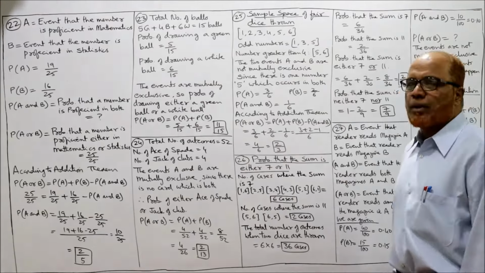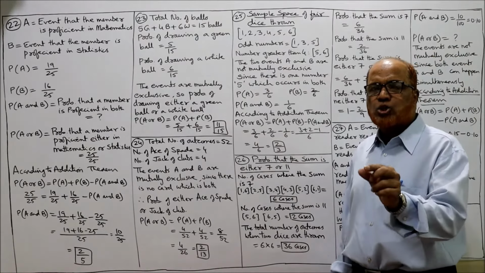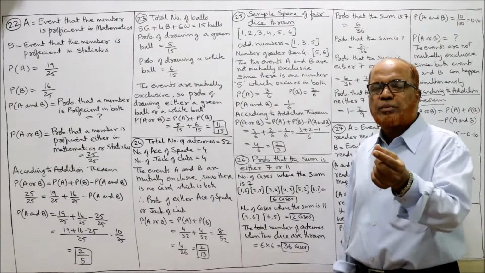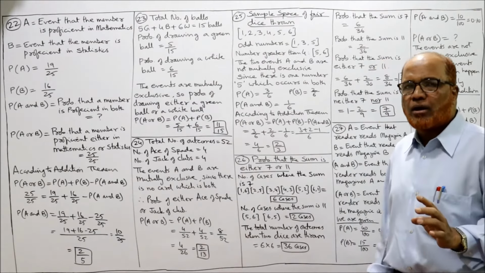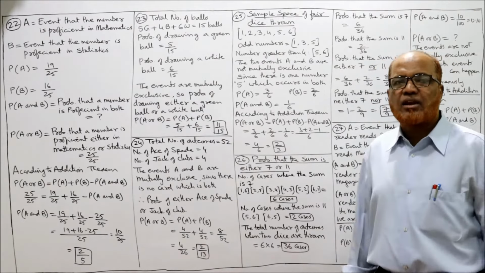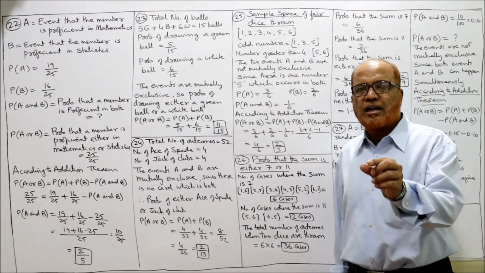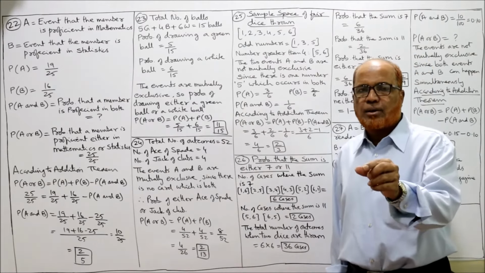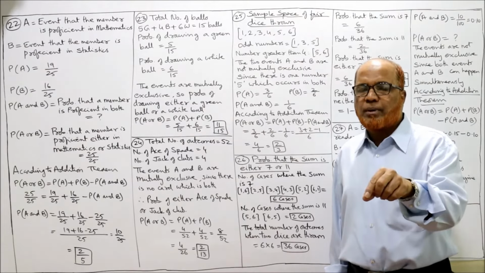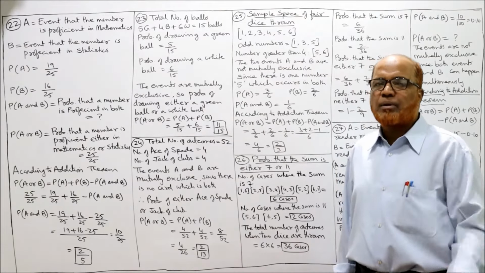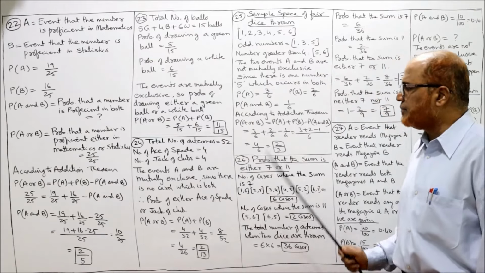So 2 by 3 is the probability that the dice may show a number which is either an odd number or greater than 4. So this is the probability. 2 by 3 is the probability that the number appearing on the dice may be an odd number or it may be a number greater than 4. 2 by 3. That's it.